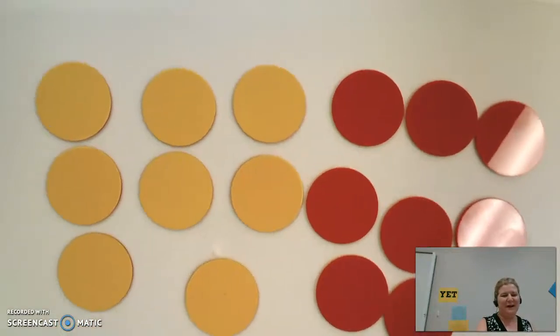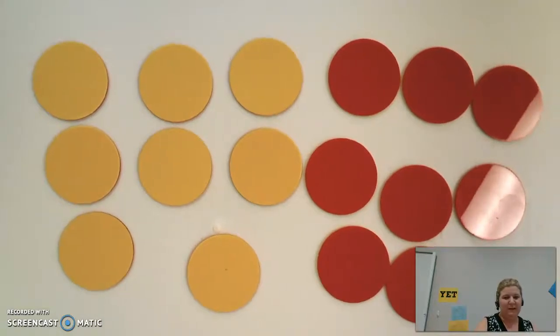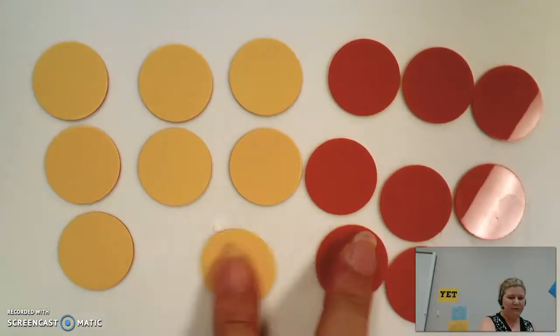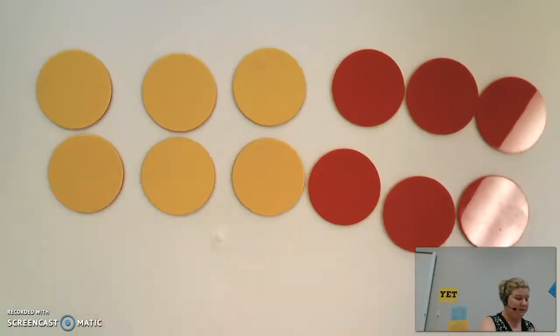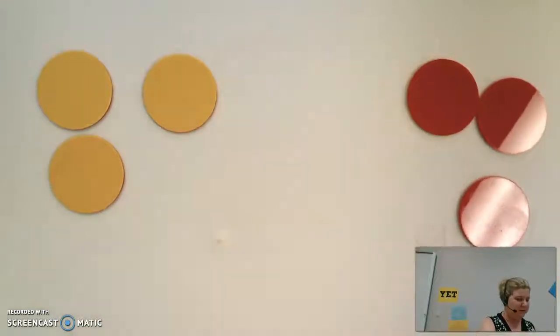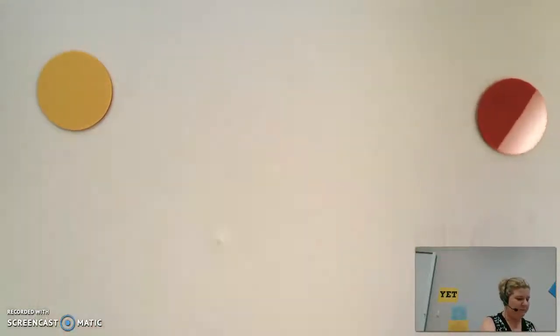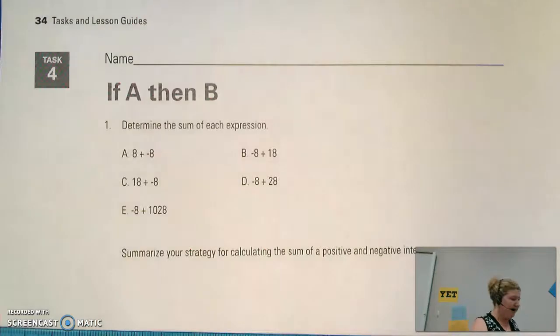So as you'll recall, when you have these positives and negatives, you can create 0 pairs, and that's what we're going to do. Every time I have one positive and one negative, that makes 0. So I'm going to cancel those out, just matching them up here, 0 pairs. Okay, so I'm left with nothing, 0, because I have the same number of positives and negatives.